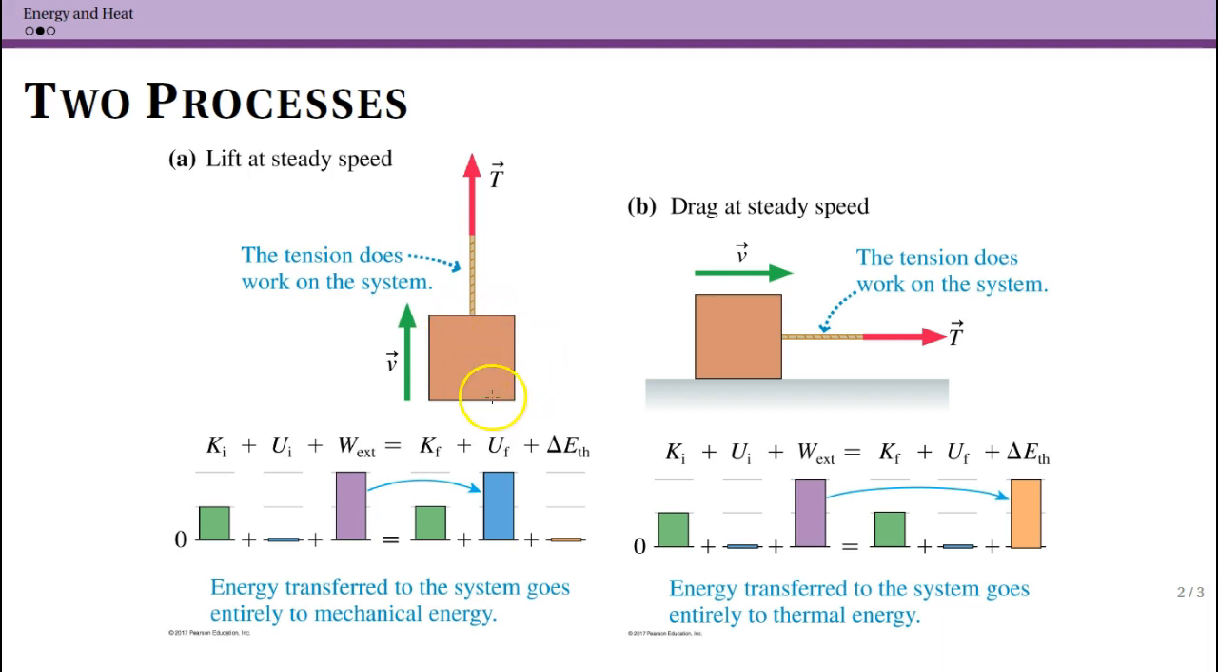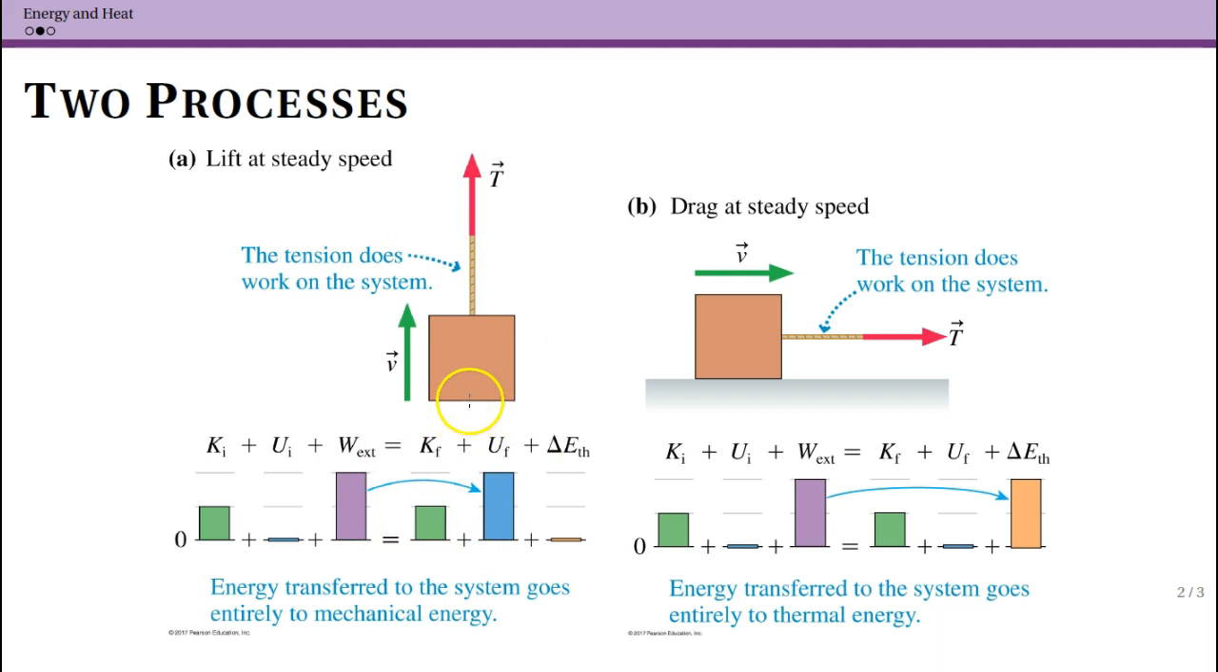So initially I have a block and it has some kinetic energy because it's moving. And I'm now actually lifting it at steady speed. Now, if it's being lifted at steady speed, that means that my velocity is not changing. Well, if the velocity is not changing, my kinetic energy initial and final are the same. But I've done work. Remember that work can be expressed as force integrated over a distance. So I've done some work while lifting it, but that has just become my potential energy.